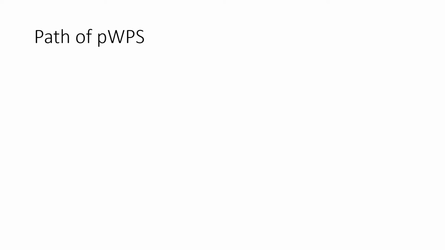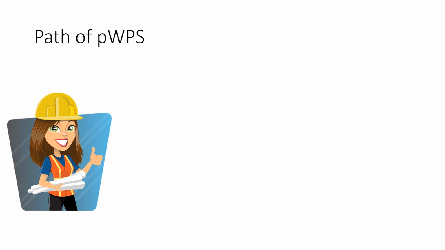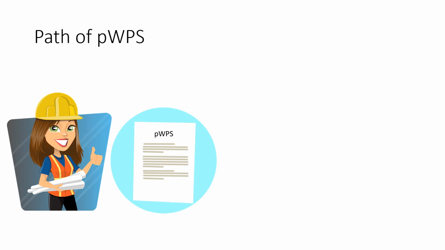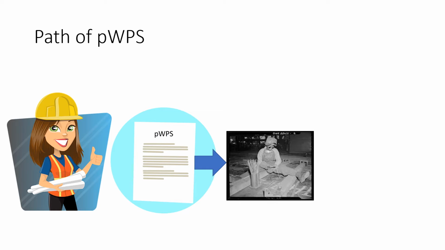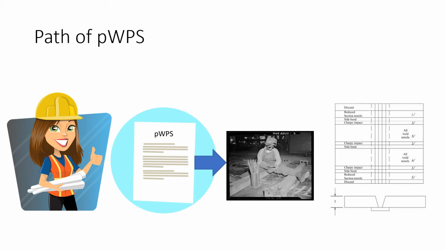So the path of a pWPS. Well, we start with the engineer. The engineer calls some friends, does some reading, does a bunch of research, and they figure out what's going on with the WPS, the pWPS. This is the work instructions for the welder to weld out the test coupon. So they write up this pWPS, the engineer does. Well, then they give it to the welder or the organization that is going to be qualifying the test coupon. And then the welder welds out the test coupon.